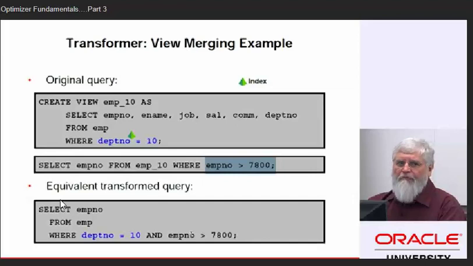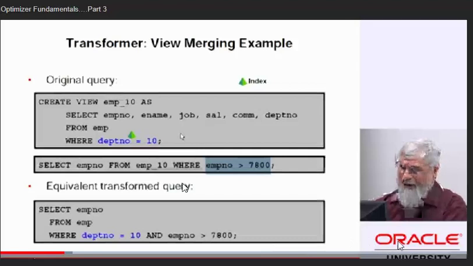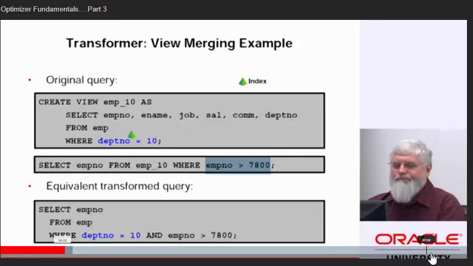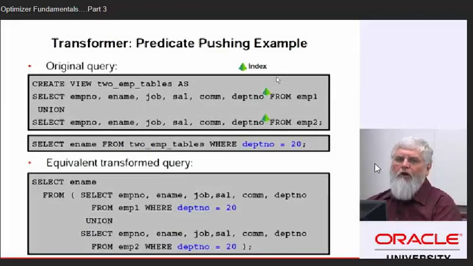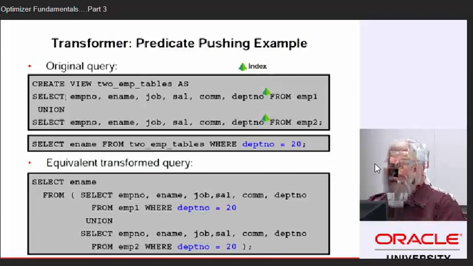So it will try both ways and pick the one that costs out the cheapest. Next up is a transform for views called predicate pushing example. So we create a view that's actually a little more complex. It's called two employees table. We have employees 1 and employees 2. Maybe one is retired employees, one is active employees, maybe one is our original company and a new company we're purchasing, and we need to query across the 2 tables.